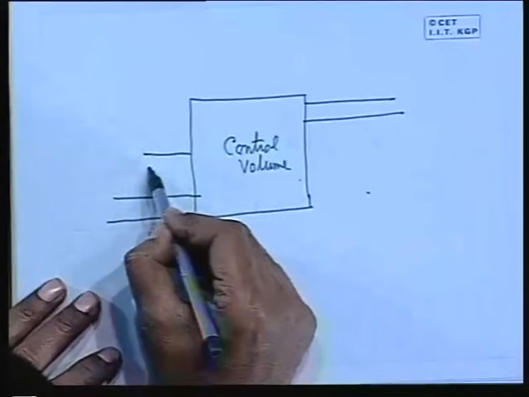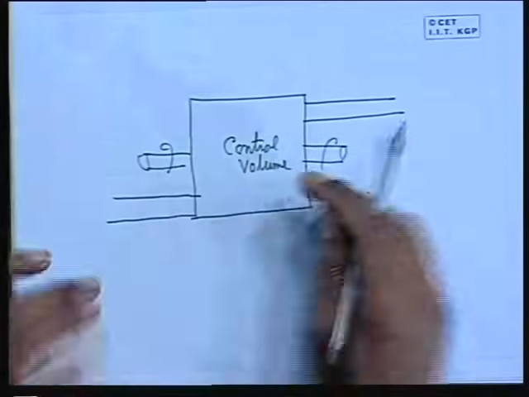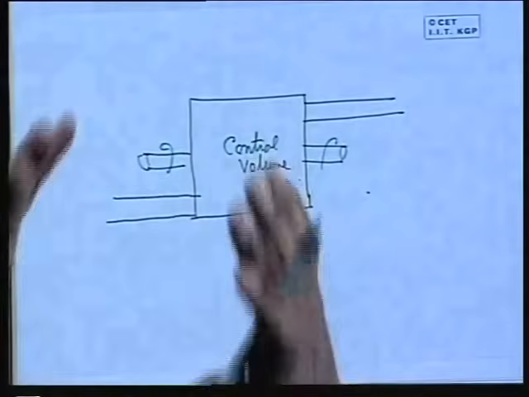And this work is being obtained or given through a rotating shaft against a resisting torque, and that is known as shaft work. That means always we make a diagram like that, there is a shaft rotating. That means when it is a turbine, it develops power or work to the surroundings through the rotation of a shaft against a resisting torque.